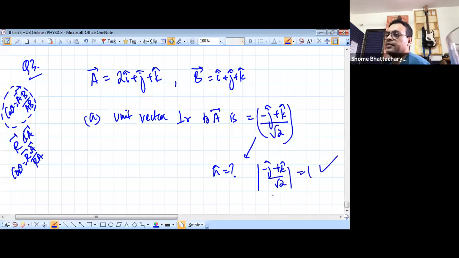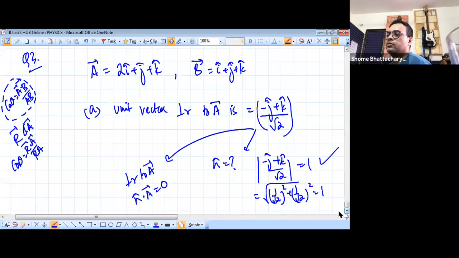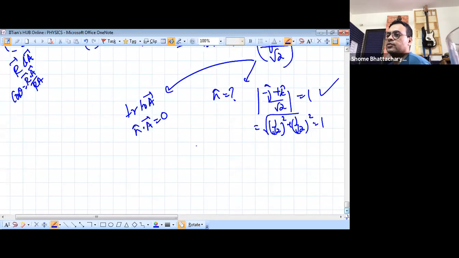If you just check the magnitude of this vector, it is the square root of (1 by root 2) whole square plus (1 by root 2) whole square. So that is 1. So its magnitude is 1. And secondly, it should be perpendicular to E. So that means n cap dot E should be equal to 0. Now take the dot product of this vector with E, and you'll see you get 0.